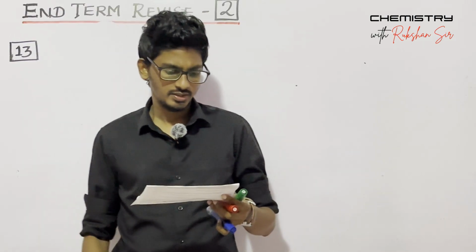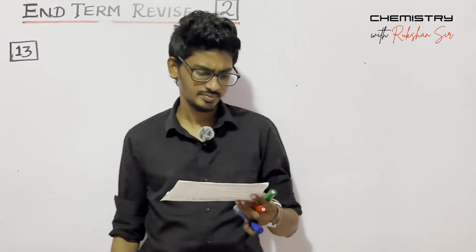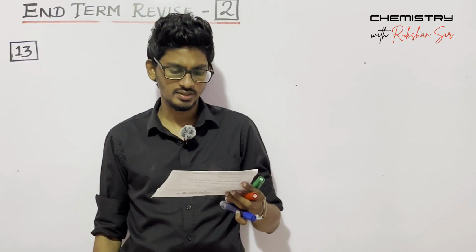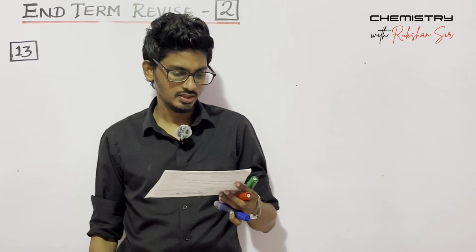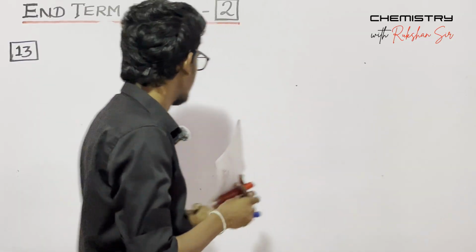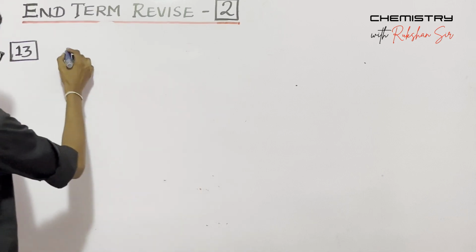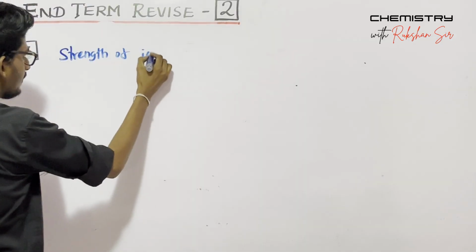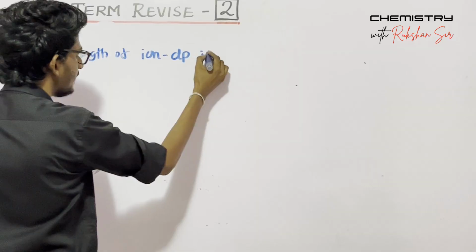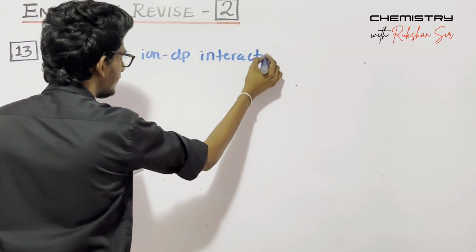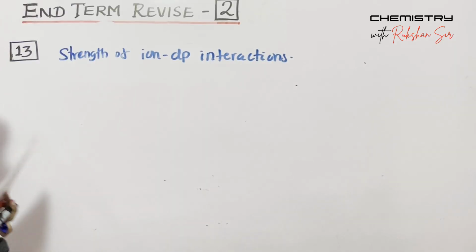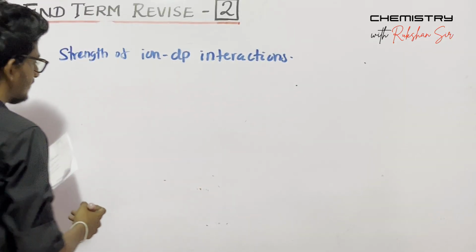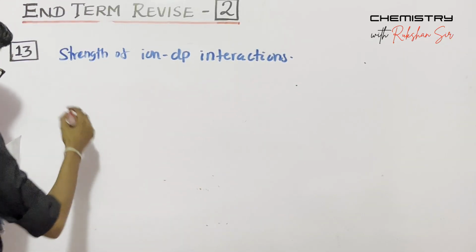Let's discuss question number 13. Strength of ion dipole interactions are stronger in NaCl solution than in a KCl solution, right? This is regarding the strength of ion dipole interactions. So actually, the strength of ion dipole interactions depends on the charge density of ions, right?